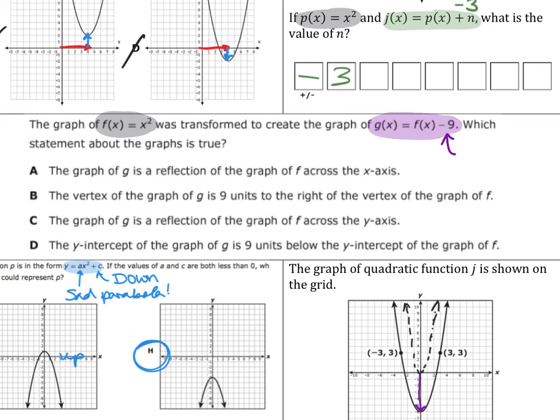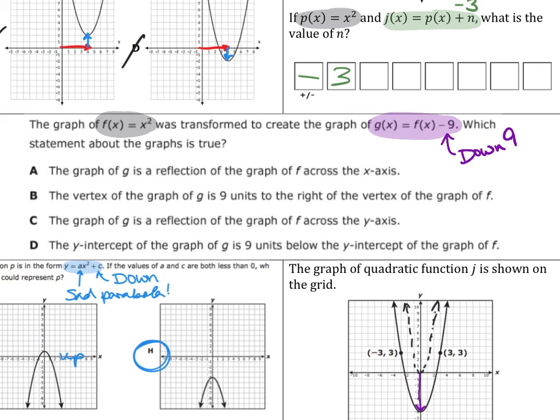Analytically, what is this negative 9 going to do to the function? It's going to make it go down. Is it on the inside or the outside? Outside, so it's going to move up or down, so it's going to take it down. How many units? 9. We can verify this graphically if we would like. So which answer choice talks about moving something down 9 units?